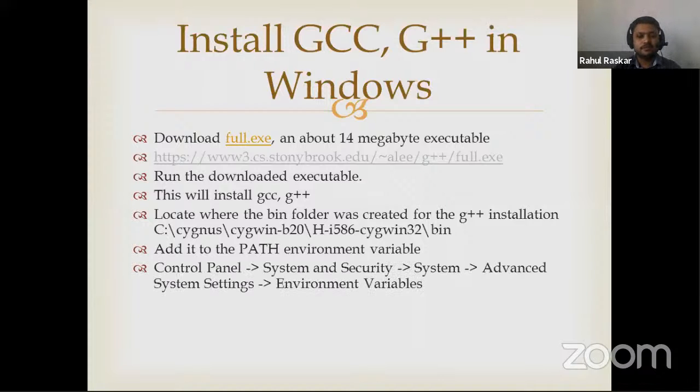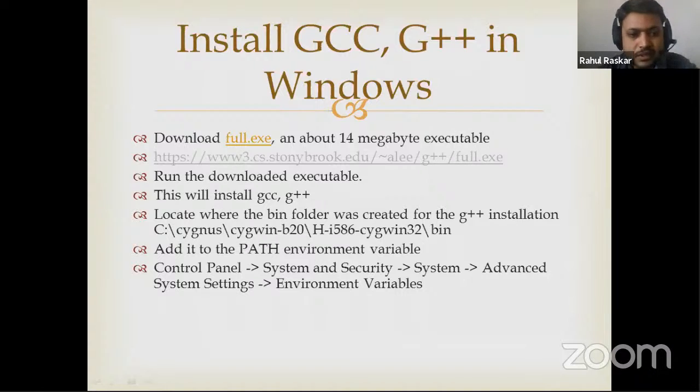So this is the location. In that you have to set environment variables. Go to the control panel, then go to system and security, then go to system, then go to advanced system settings, then set environment variables. And what path you have to set? This path, Cygnus, Cygwin, B20, H, bin, till the bin path you have to set.